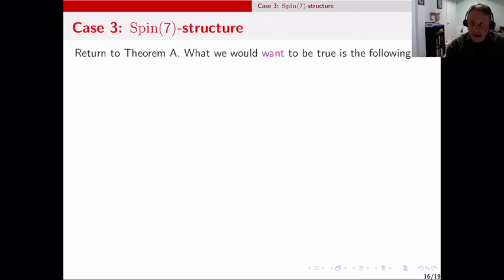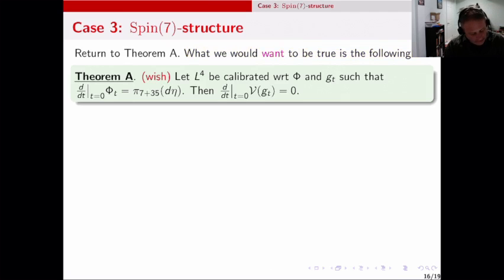So let's go back to theorem A for the spin 7 case, right? What we would want to be true now that we know what's the right class of variations of metric where we can make theorem B work, we would want theorem A obviously to be a converse of theorem B. So this is what our wish is for theorem A, our desire. If L is calibrated, if it's Cayley, and the family of metrics is such that it's induced by a family of spin 7 structures whose initial velocity at time 0 is the projection onto 7 plus 35 of something exact, then we would want G to be critical. Right? That would be exactly the converse of our new theorem B.